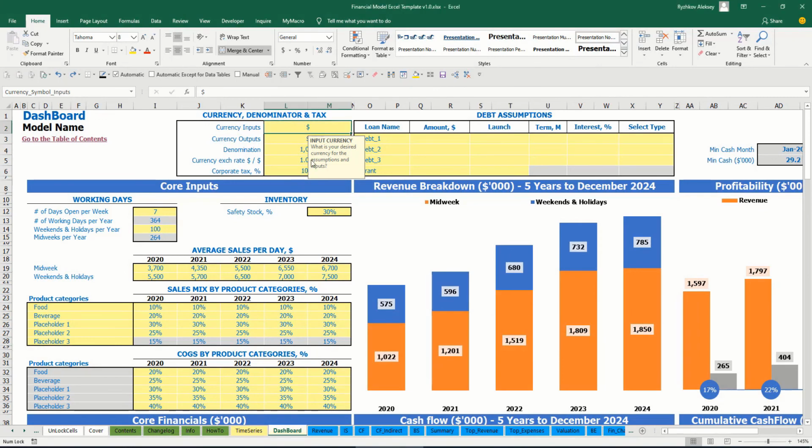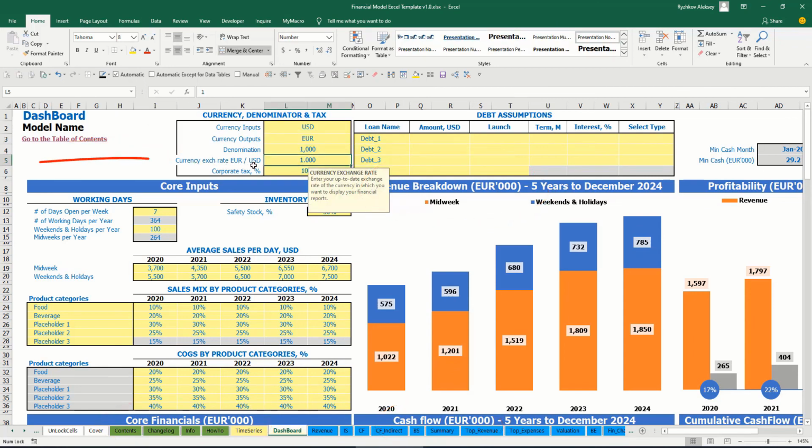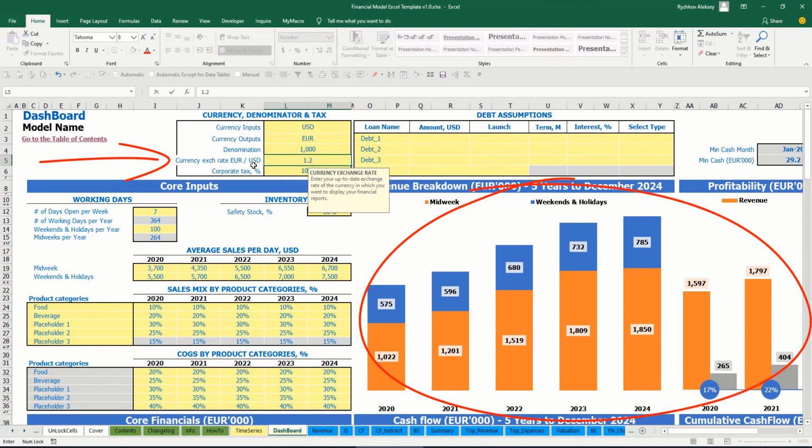On the top of the dashboard you have currency, denomination, and taxes setup. So currency inputs means that you can input all your drivers for the model using one currency. You have currency outputs. It can be the same as currency inputs and it can be different from currency inputs. So let me give an example. When you input in United States dollars, you have euro as an outputs, and for this case you can set up currency exchange rate. This is 1.2 for example.